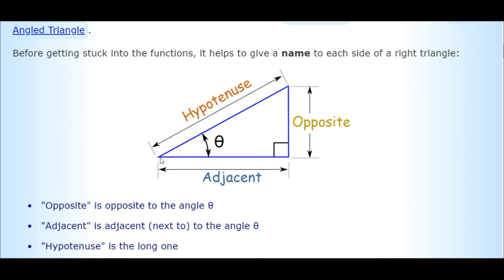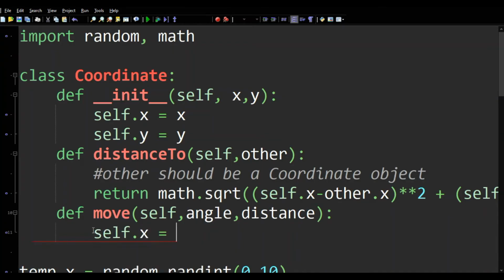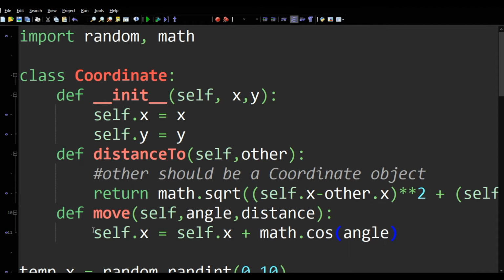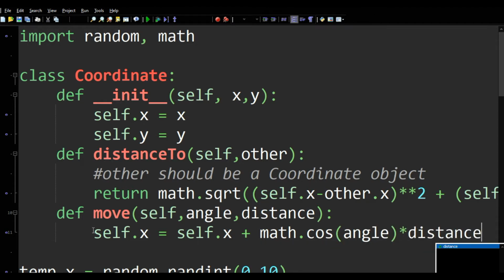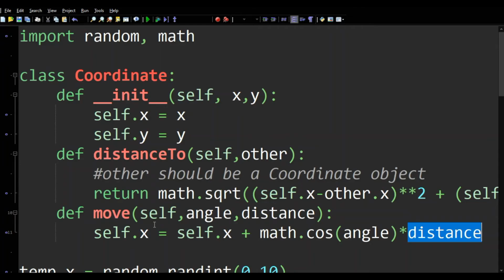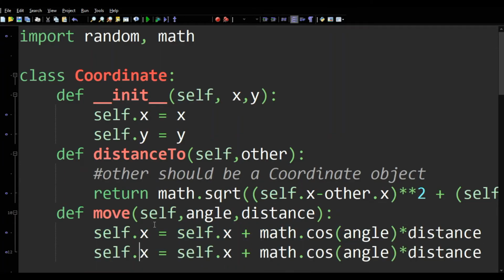The way we're going to simulate that is we're going to change our x value by the adjacent length and our y value by the opposite length. And then we're going to end up with our coordinate right here. So the way to do that is self.x equals self.x plus the cosine of our angle times the distance. So we're going to multiply by this distance that we want to move, and this distance right here is going to be the length of the hypotenuse. We're going to do a very similar thing for the y values, except that we're going to move with the sine of the angle rather than the cosine.